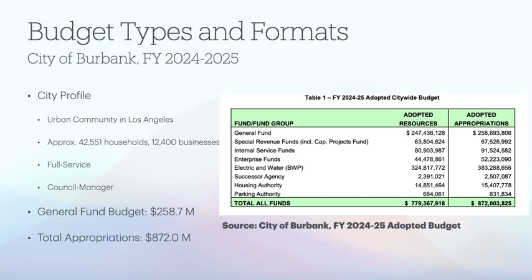As a quick overview, the City of Burbank is an urban community in Los Angeles County. It has approximately 42,000 households and about 12,400 businesses within the city. It is a full-service city, and it operates under a council-manager structure. As you can see here, the general fund budget for fiscal year 24-25 is $258.7 million, and their total appropriations is $872 million.